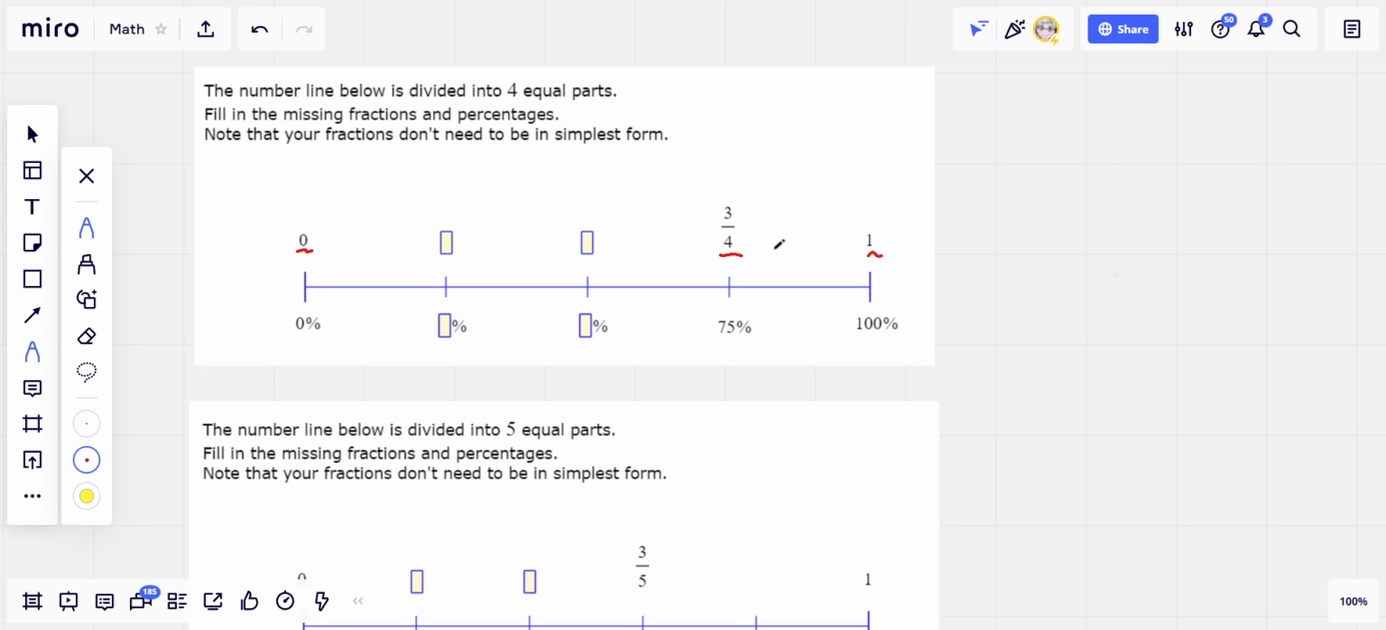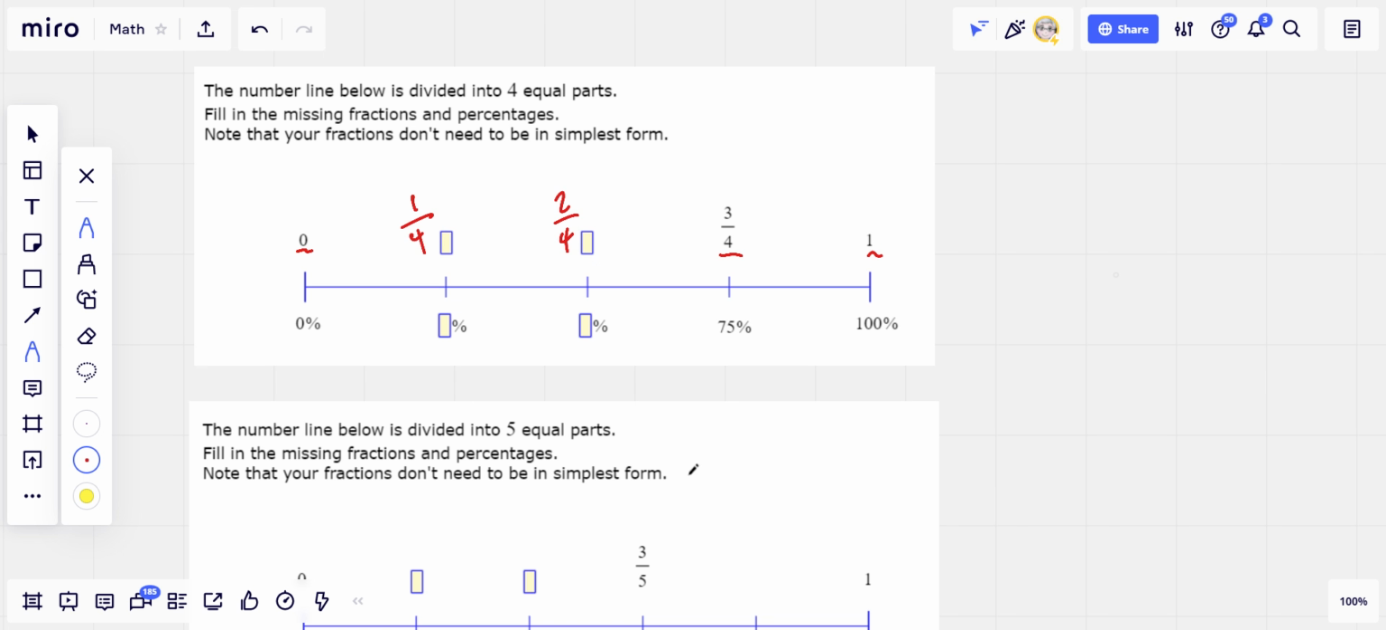So I think filling in the fraction part is probably pretty easy. These are fourths. This is our first one, so this is 1/4. And then you have 2/4, which normally we'd simplify to 1/2, but we won't here. And then 3/4, and then this would be 4/4 or 1.